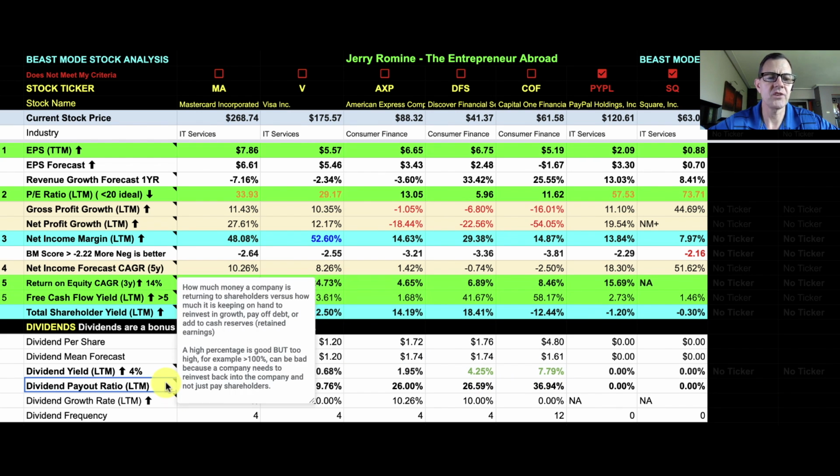The dividend payout ratio is a fun one to look at because it shows how much money a company is returning to shareholders versus how much it is keeping on hand to reinvest in growth, pay off debt, or add to cash reserves, retained earnings.